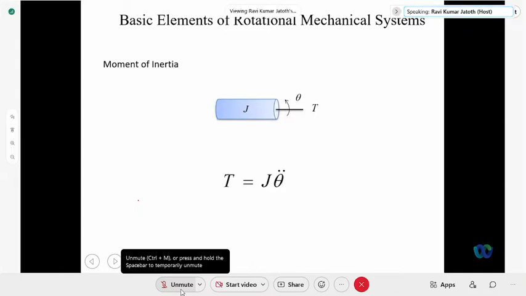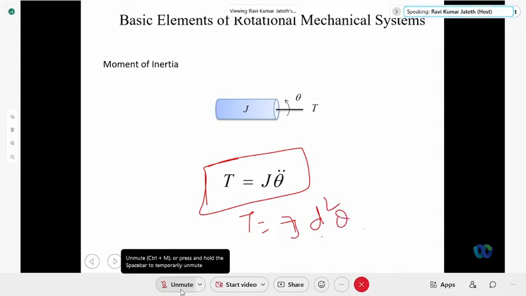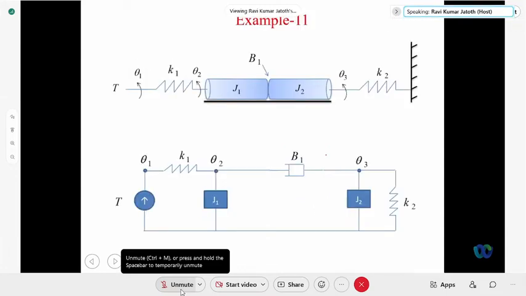For moment of inertia, we extend Newton's second law of motion to a rotational body. The applied torque is proportional to the product of moment of inertia and angular acceleration. So T is equal to J d squared theta by dt squared, where J is the moment of inertia of the shaft. Now let us take this particular system and try to model it.